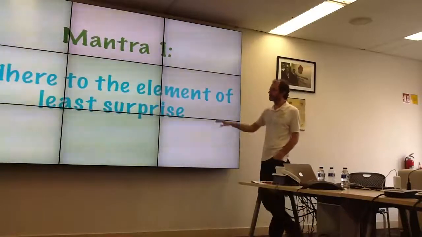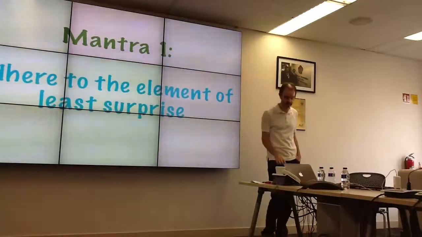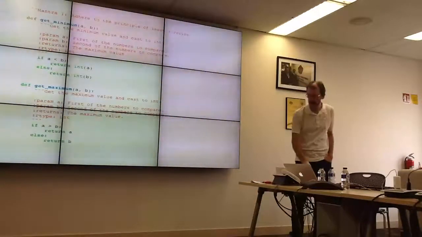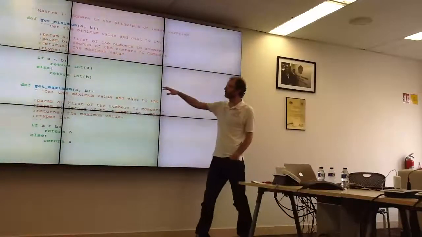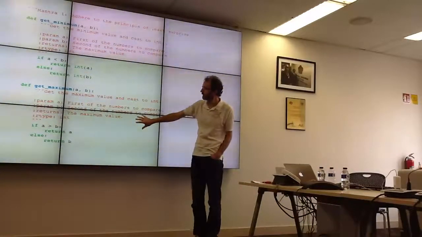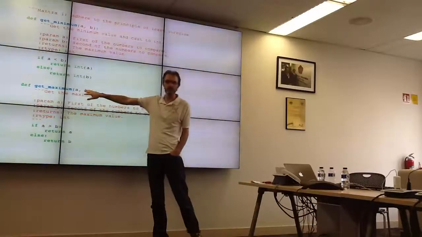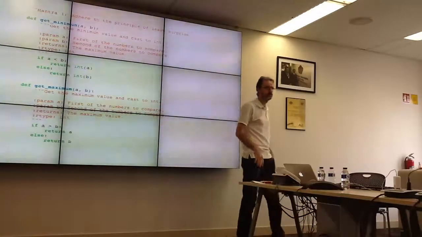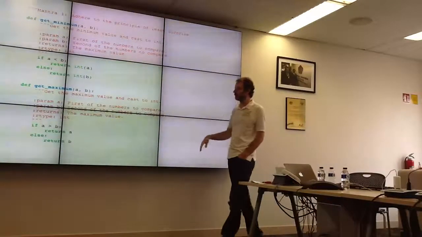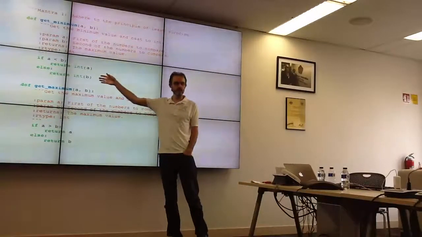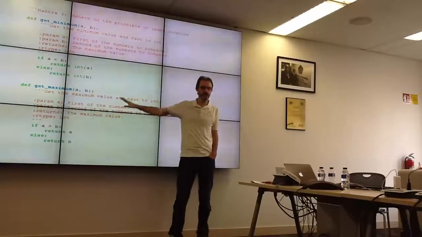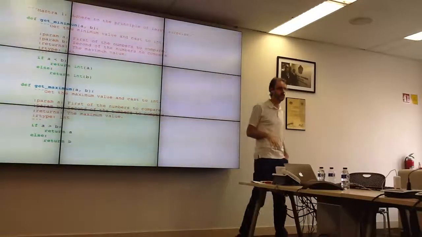So the first mantra is adhere to the principle of least surprise. I made a contrived example of this where I've got two functions, a get minimum and a get maximum. And this one returns an int and this one returns whatever you pass in. So a user using this API will be very confused because sometimes they'll get an int back and then sometimes you'll get a float back if you pass float numbers and you won't really understand why.